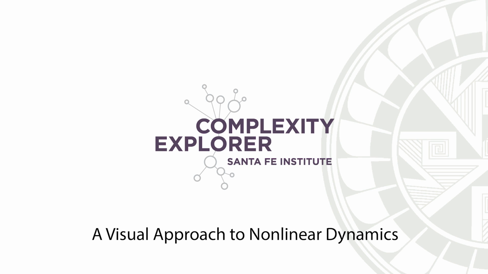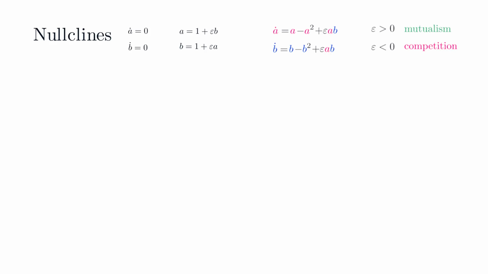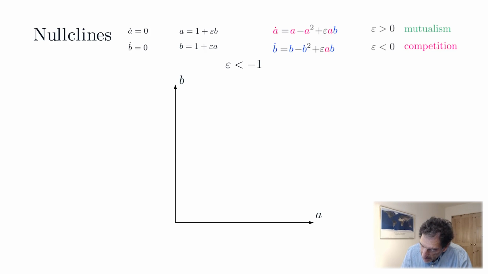Now look at the nullclines defined by this two-species competition model. I'm just copying from the last slide, and let's now plot the nullclines in the state space defined by the densities A and B. First, let's look at the special case, or the extreme case, epsilon is less than minus 1. So we have fixed points at A equals 1, B equals 0, and another fixed point, obvious fixed points at B equals 0, B equals 1, A equals 0.